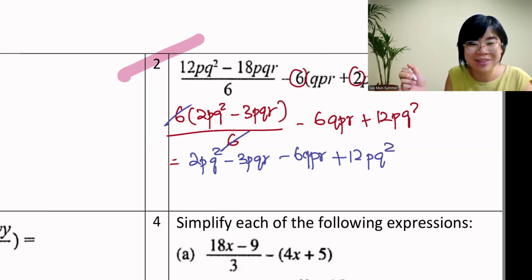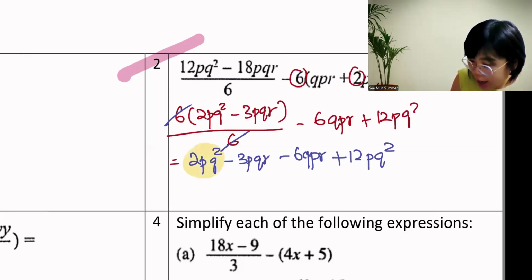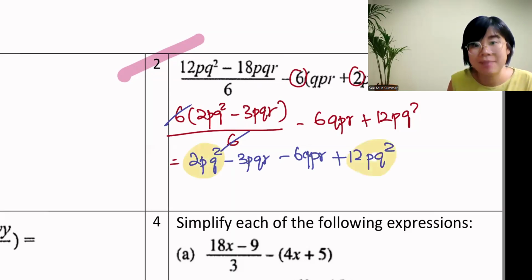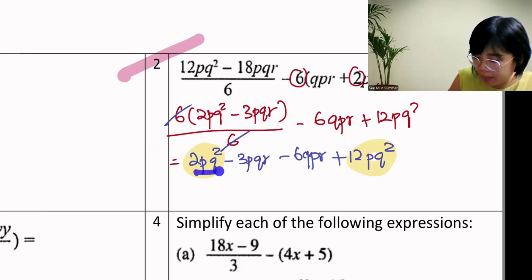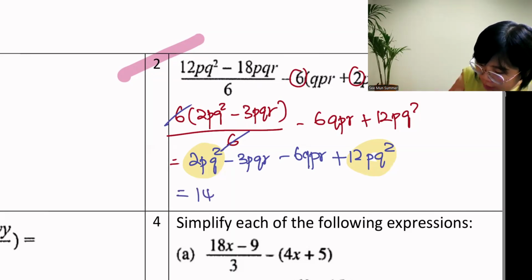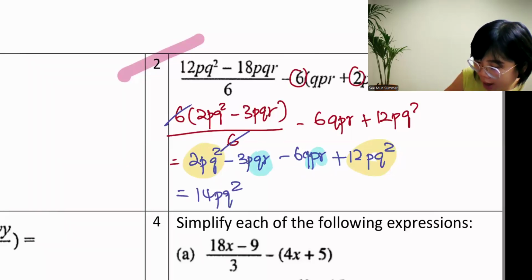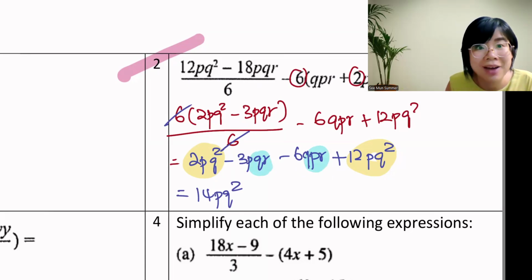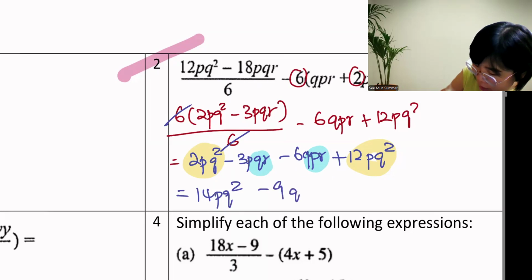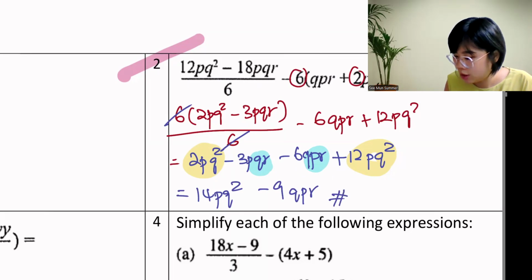Are you starting to faint now? Wow, so many words, right? But actually, if you are very clear in mind, you should know that 2pq square and 12pq square are from the same family because both of them are pq square. So I think I can add them up together, correct? So 2 plus 12 will be 14pq square. And how about this? This also from the same family, correct? PQR and PQR and QPR, they are the same, okay? Actually, just the words. So -3, -6. If you're not sure, use calculator, you will get -9 QPR or PQR also can. So this is my final answer. So far, so good.